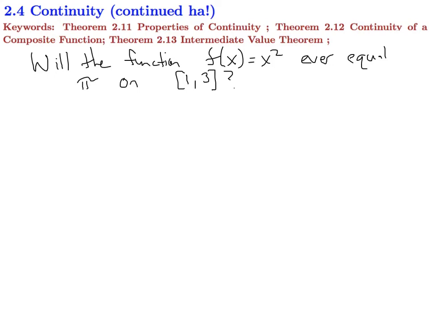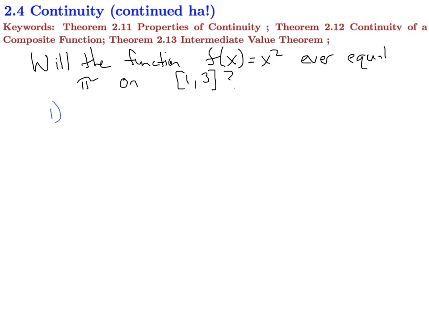So here's an example where you could use the intermediate value theorem. The question is, will the function f of x equal x squared ever equal the value pi on the interval 1 to 3? It might be really hard to guess and check to see if this works, but the intermediate value theorem provides us with a way to figure out if it will or not, but not necessarily where it will happen. So we need to check 3 things.